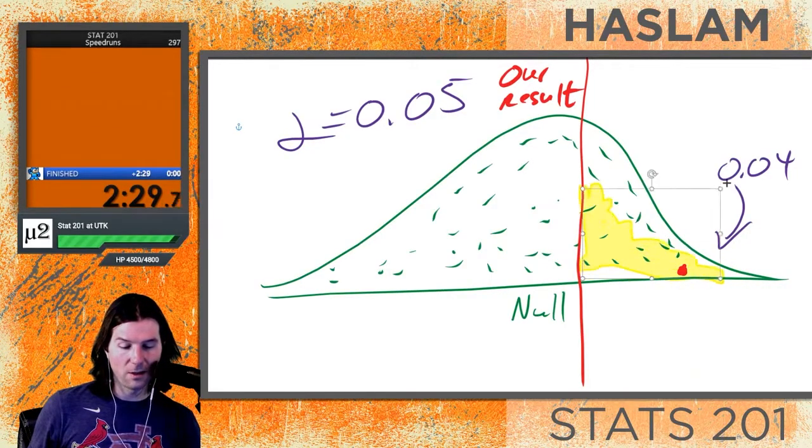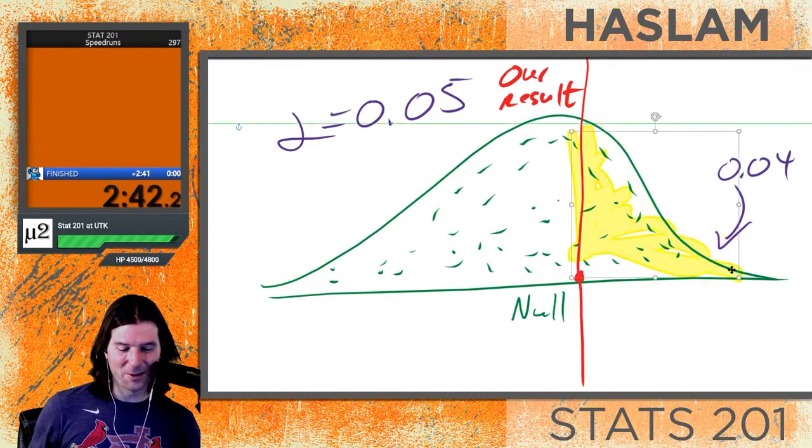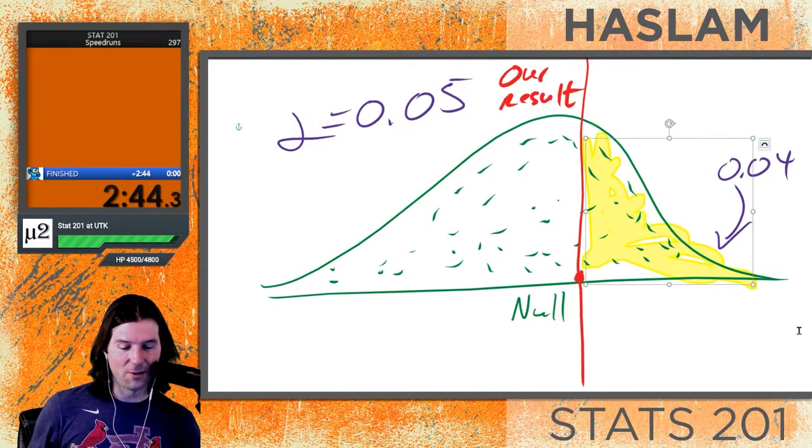Yeah, it's probably not going to look great. Ooh, that's not horrible. There we go. And then the dot, I'm going to have to do this. There we go. Look at that. There's our result. And there's the probability of a result as extreme or more extreme than our results occurring by random chance variation, given the null is true.